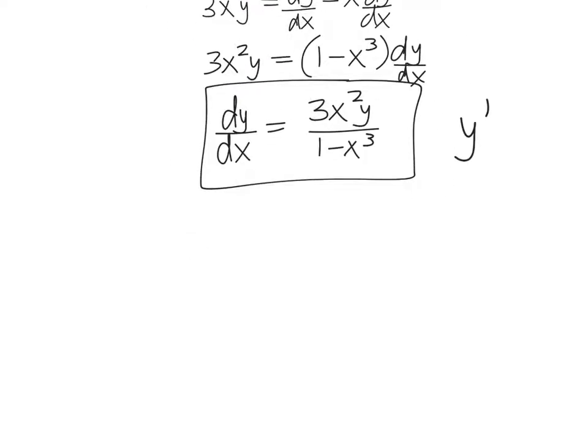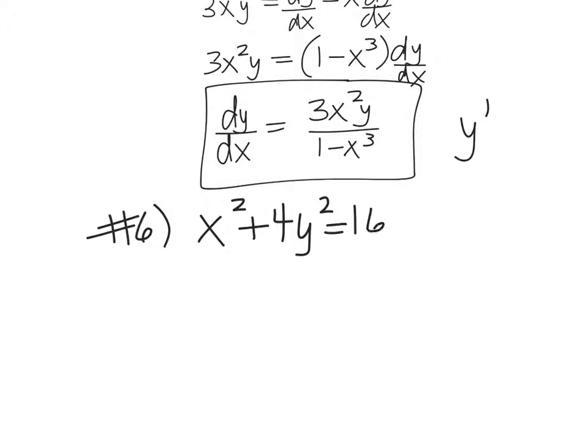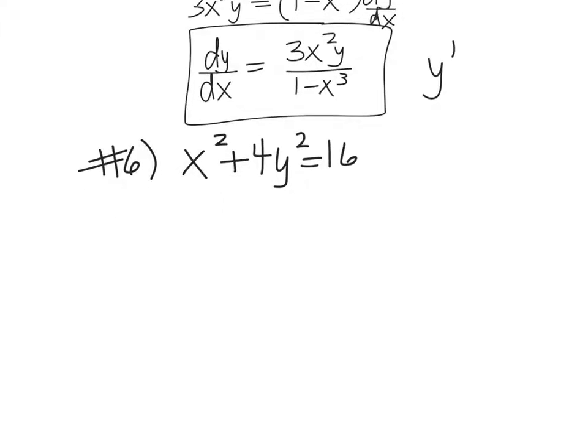All right, number 6. Here we go. All right, last one. Here we go. x squared plus 4y squared equals 16. Okay, that's an ellipse. I don't know if you recognize that from subjects past. We're going to find the second derivative.